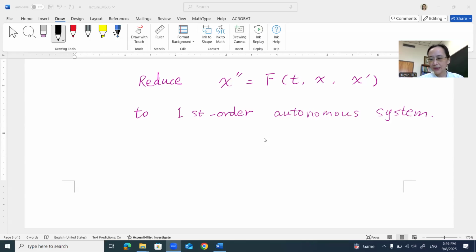Now, suppose you have a single equation. Let's make it simple. Assume this x is just one single function whose second-order derivative is equal to a certain expression, f. This expression is in terms of t, x, and the first-order derivative of x. So how can we reduce it to a system of first order?